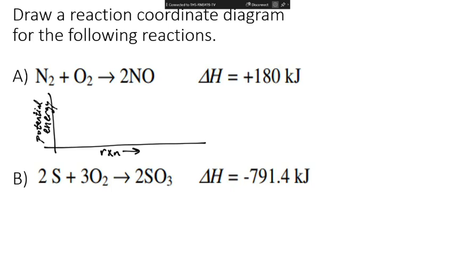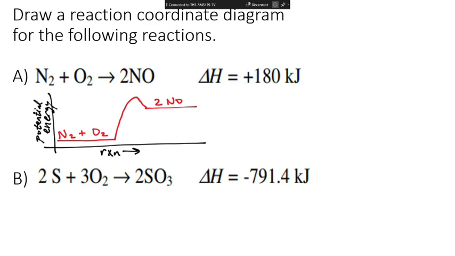If this one's a positive 180 kilojoules, should it go uphill overall or downhill overall? Yeah, so we need to make sure you leave some room. You need to end up higher than where you started. So I'm going to start kind of low. They didn't give me any states of matter here, so I don't have to worry about them. Then you go up over an activation energy barrier, so over a hump, and we'll say 2NO.